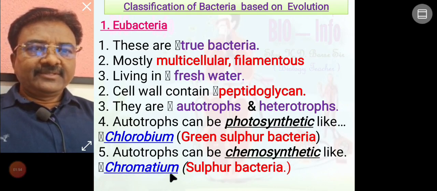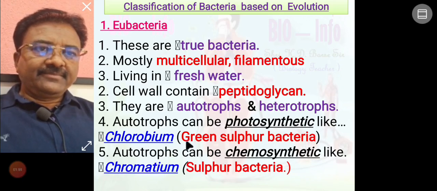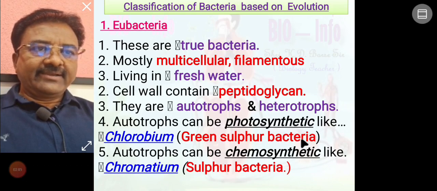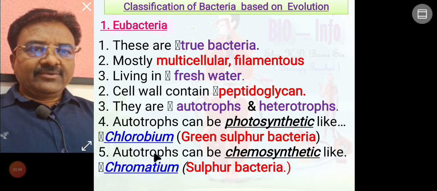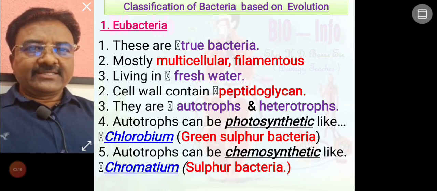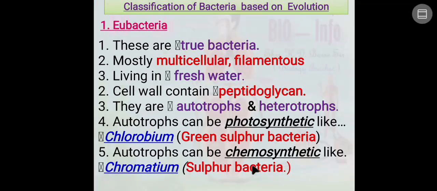Chromatium, chlorobium, green sulfur bacteria, in presence of light, prepare their own food material. So photosynthetic, chemosynthetic, chlorobium, chromatium. Up to this 5 different characteristic features noted here.